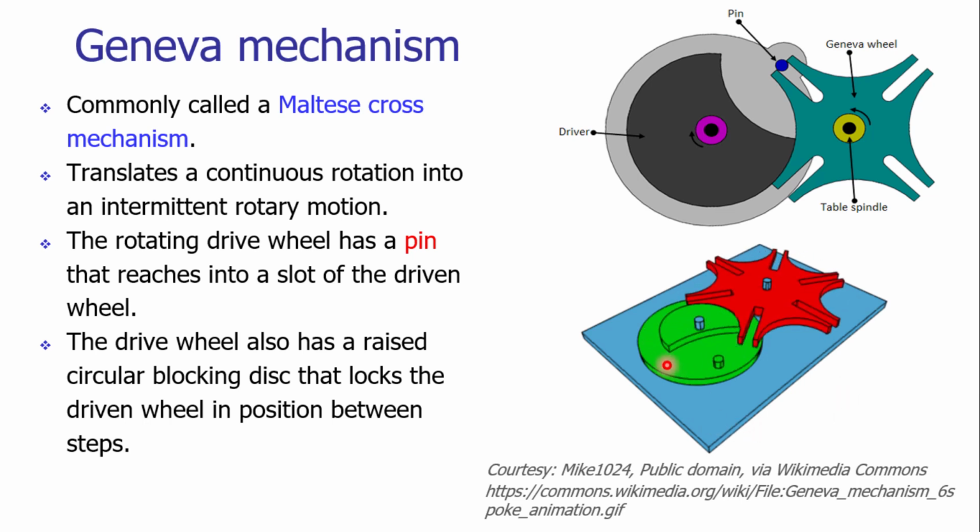This is the driving wheel and it is connected to the electrical motor. And as the pin gets engaged in the slot, the driving wheel drives the Geneva wheel, that is the driven wheel. As the pin gets engaged and disengaged, we get the required intermittent motion.